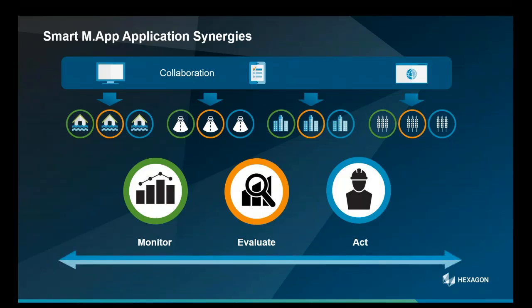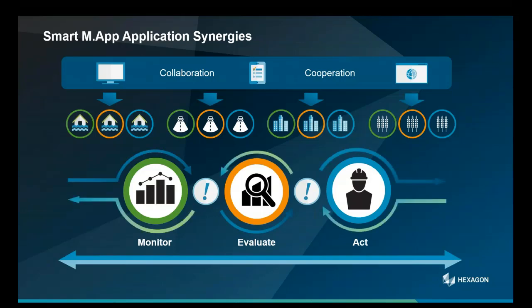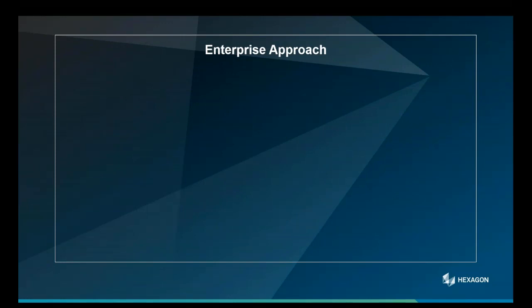All of these applications share data, and this allows the users to easily communicate with one another. And this allows the decision-making process to be cooperative. Hence, there's a built-in feedback loop. Namely, the applications can be used to monitor, evaluate, and then act, evaluate, and monitor. The enterprise approach is key, as there are a number of variables that need to be managed when tackling a geospatial initiative.